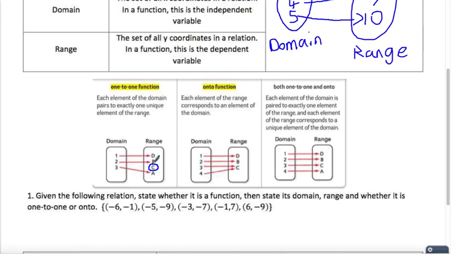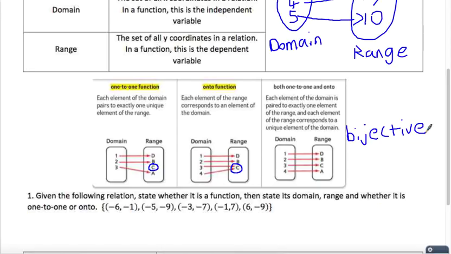In the second example, we can see that it is not one-to-one because C has 2 lines going in. So it's onto because all 3 of the elements in the range have an arrow going to them, but C has 2 arrows going to it, so that means it is not a one-to-one function. And if it's both of them, then it's called both one-to-one and onto. A fancy word for this is bijective. It's the word grown-ups use when a function is both one-to-one and onto.